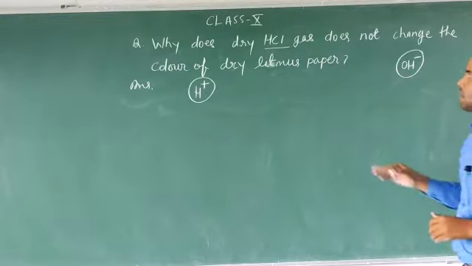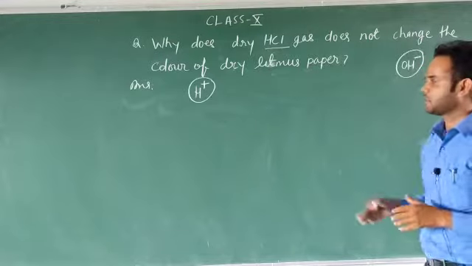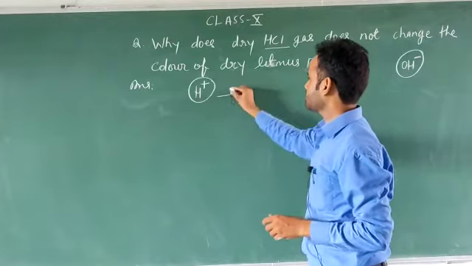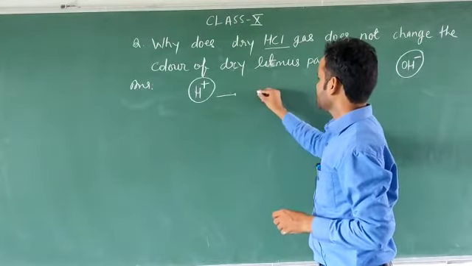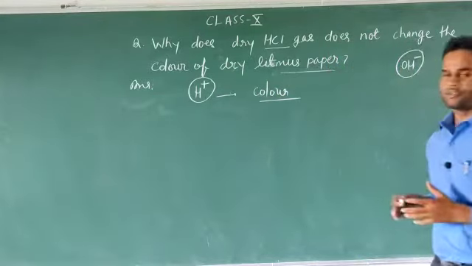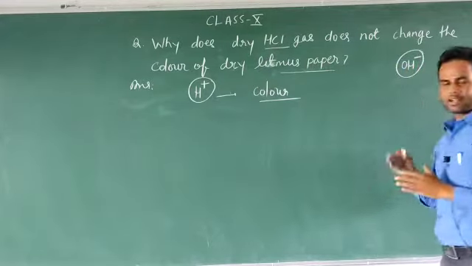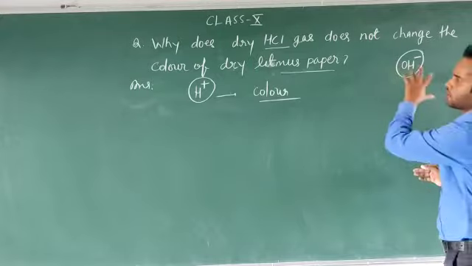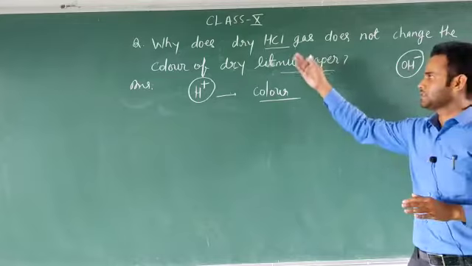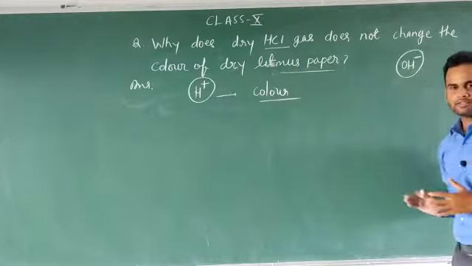After adding HCl to the water, it dissociates into hydrogen ions. Hydrogen ion is responsible for the change in color of the litmus paper. Because dry HCl gas does not contain hydrogen ions, it will not change the litmus paper's color, because neither is the hydrochloric acid aqueous here, nor is the litmus paper wet. That is the reason behind it.